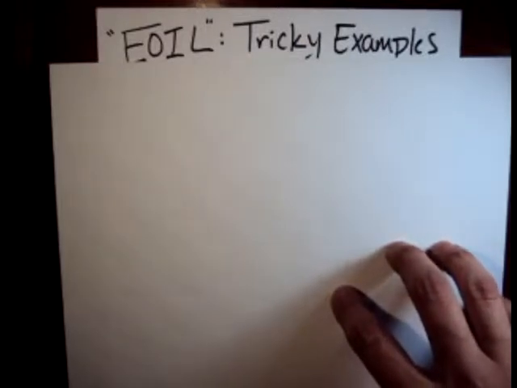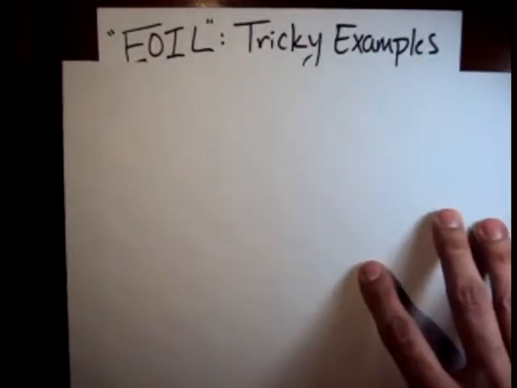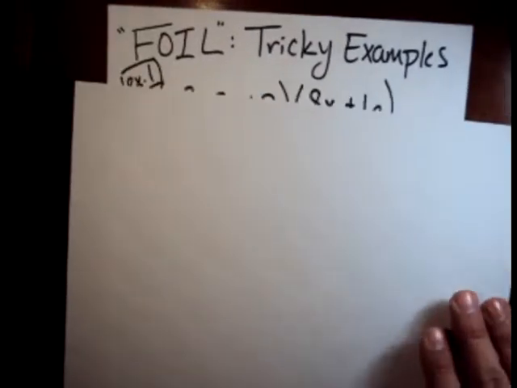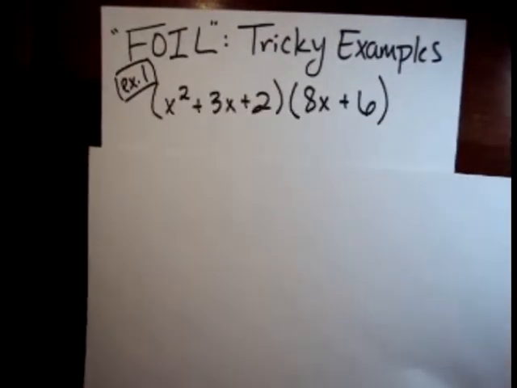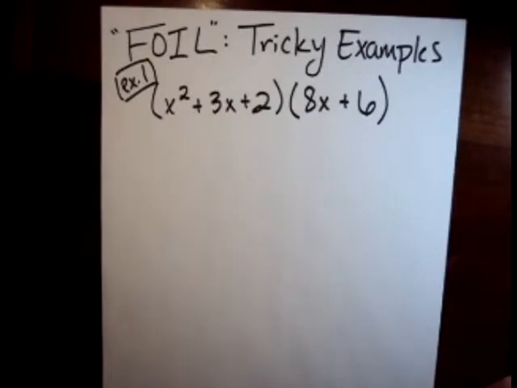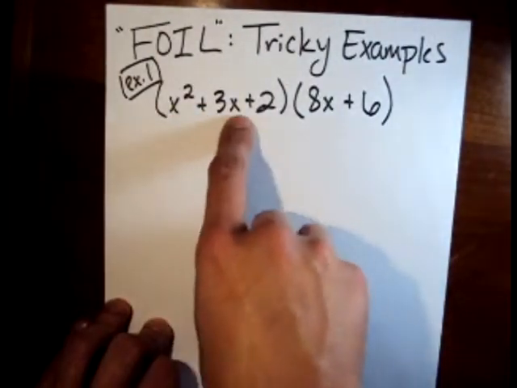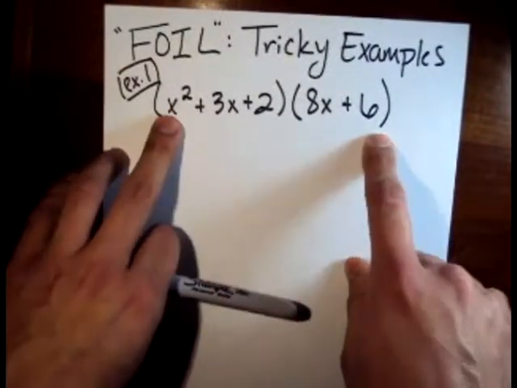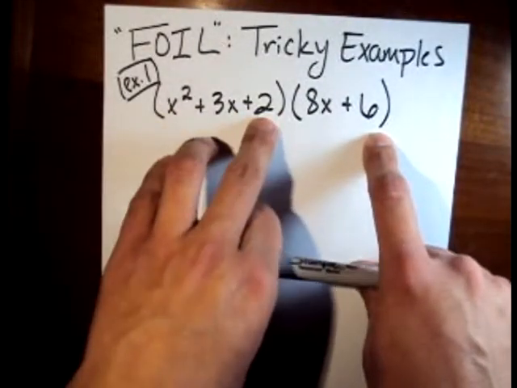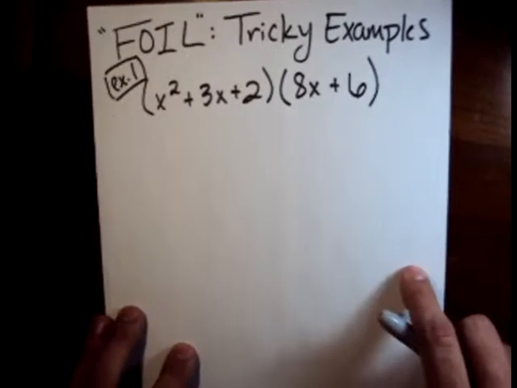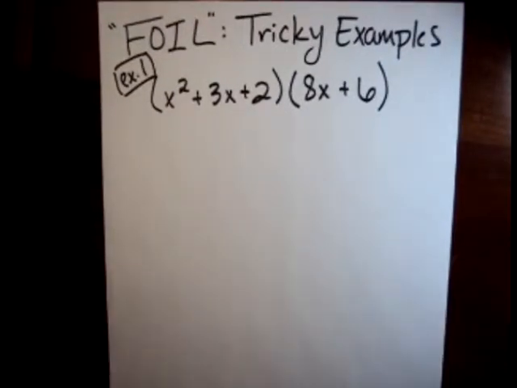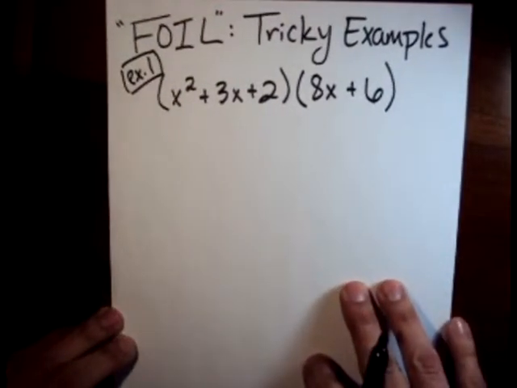Today we're talking more about FOIL. This time it's in quotes. I've got some trickier examples here. The reason it's in quotes is because the examples I have more than two terms for the binomials. Actually, this one's a trinomial. So you talk about first, outer, inner. There's two inner terms here. So it's not exactly FOIL, but it follows the same format.